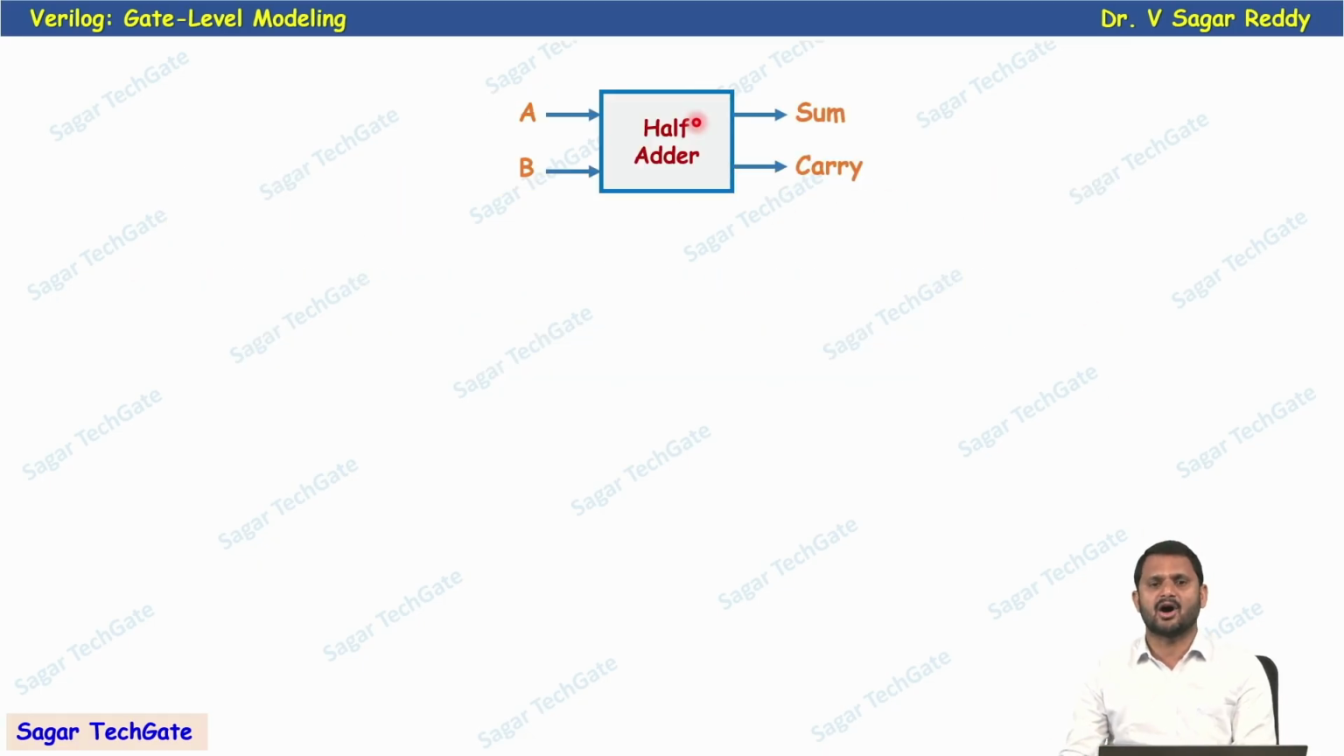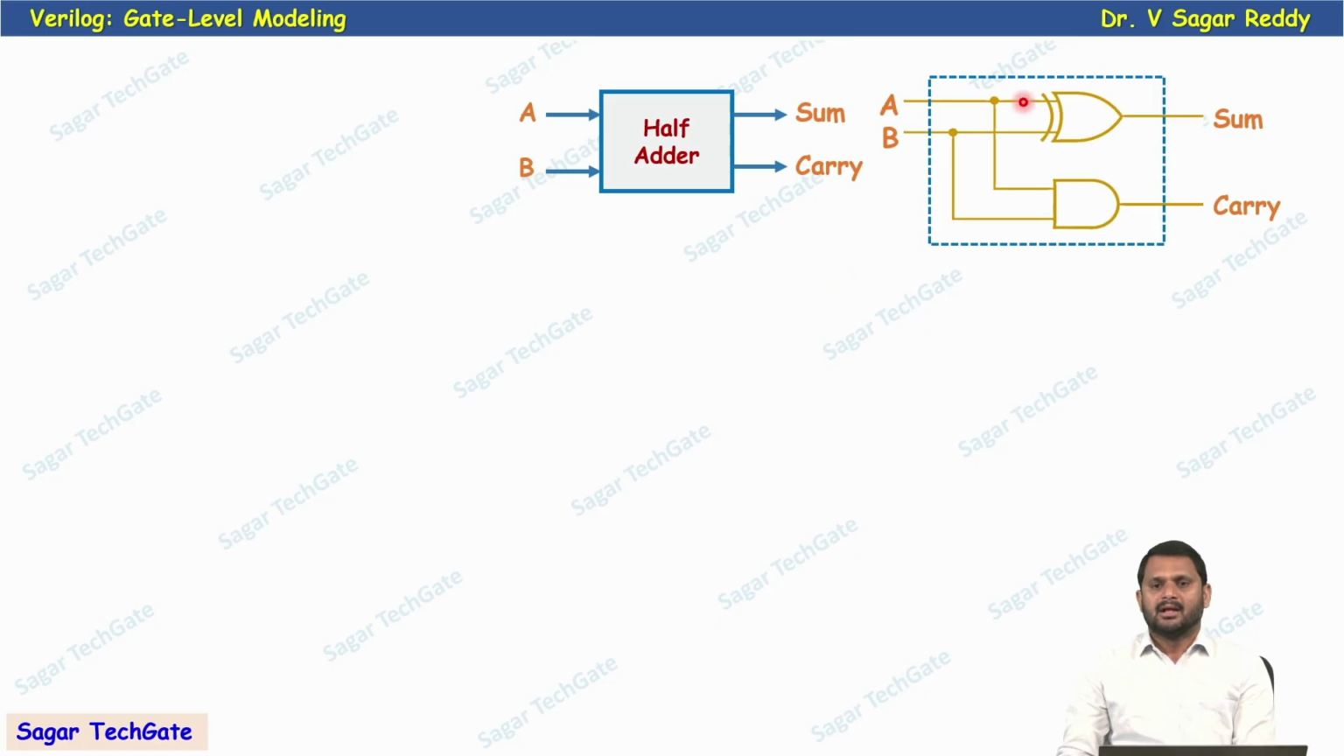Now if we see this half adder, having two inputs A, B and two outputs sum and carry. This is the logic diagram of the half adder, containing two gates, one XOR gate and one AND gate. One output is sum, another output is carry. Clear? Now see, how do we write Verilog code in gate level modeling for this half adder?